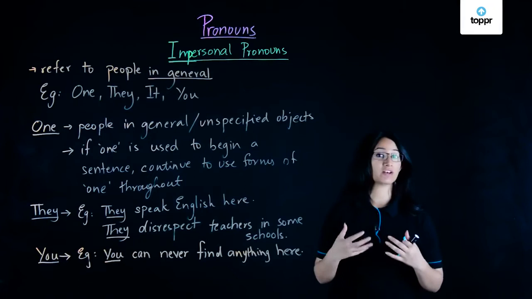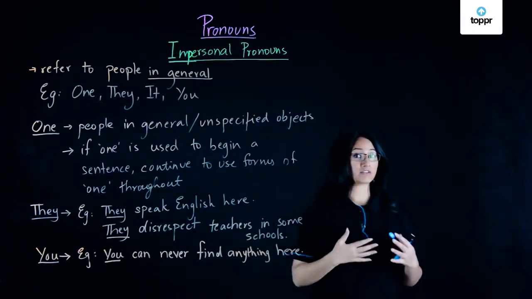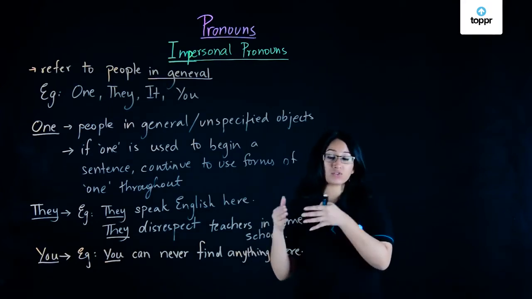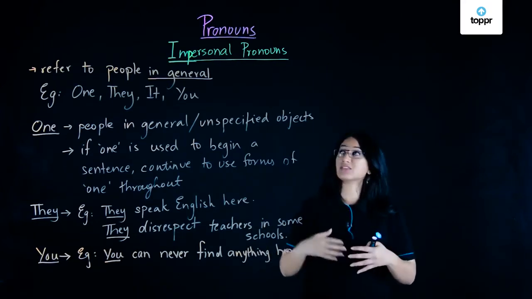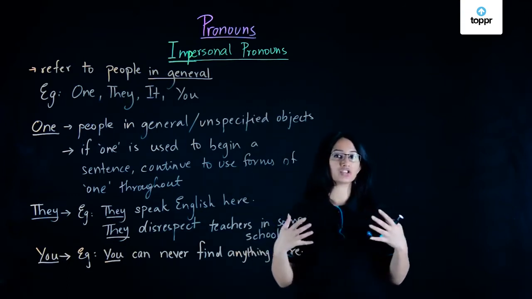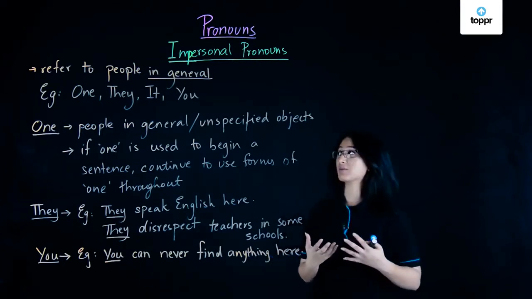In this video, we'll be learning about the impersonal pronouns. Now, they are very different from personal pronouns, which refer to specific objects or persons or things. Now, the impersonal pronouns, on the other hand, refer to things more in general or unspecific objects. Let's take a look at the examples.